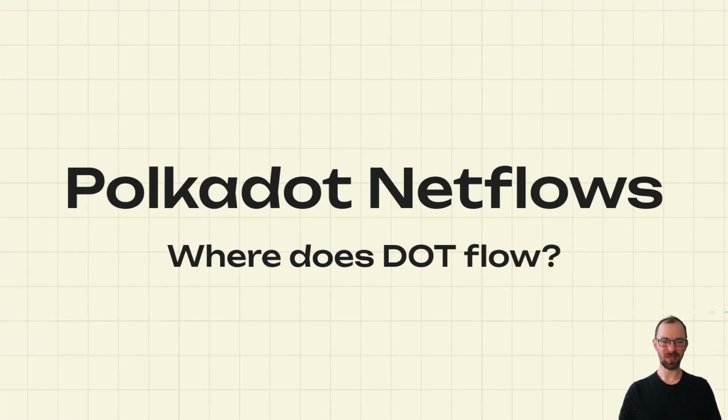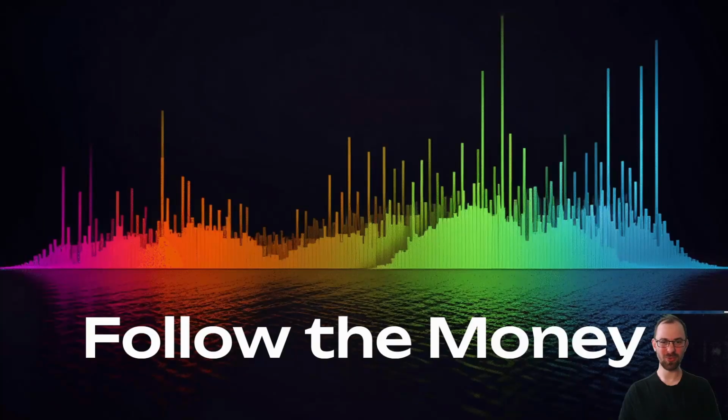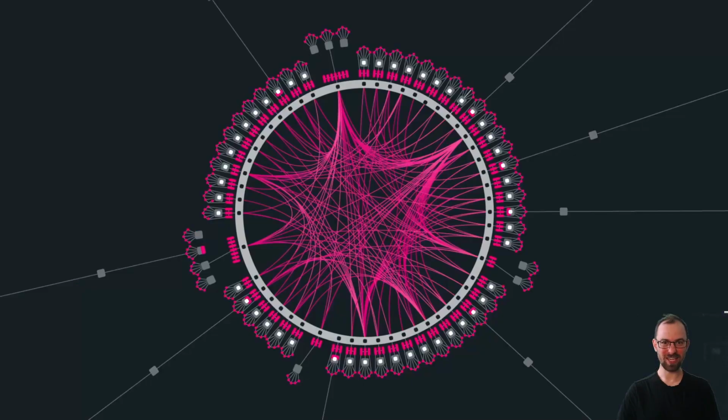Today we talk about Polkadot Netflows, and we're going to answer the question, where does DOT flow? We are actually going to follow the money, follow the trail of value within the Polkadot ecosystem. In the Polkadot ecosystem, we have all of those parachains, the individual blockchains, and DOT, the token of the Polkadot ecosystem, is flowing and being deposited onto the chains.